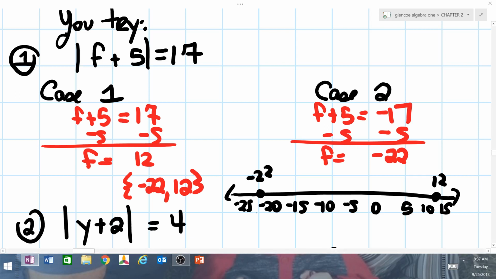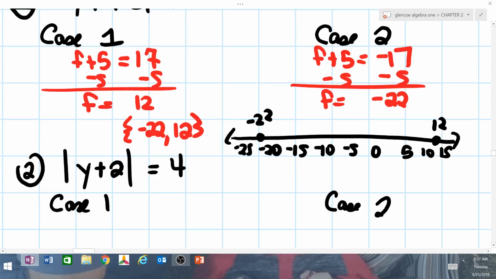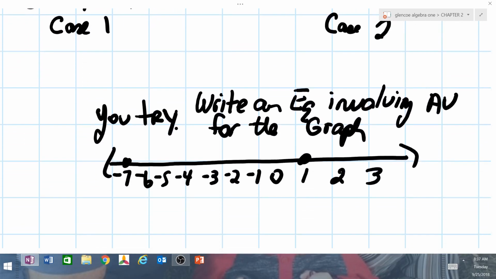So I went by fives. I estimated between -20 and -25, and I put my dot at -22. And then between 10 and 15, I put a dot at 12. Are you with me? Yes? Anybody have a question? I think this is extremely straightforward. All you have to do is remember that there are always how many cases? 2 cases.